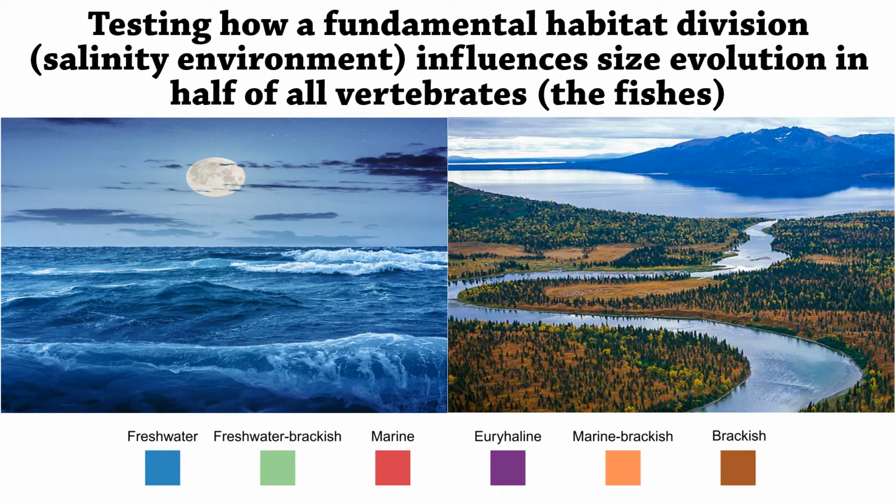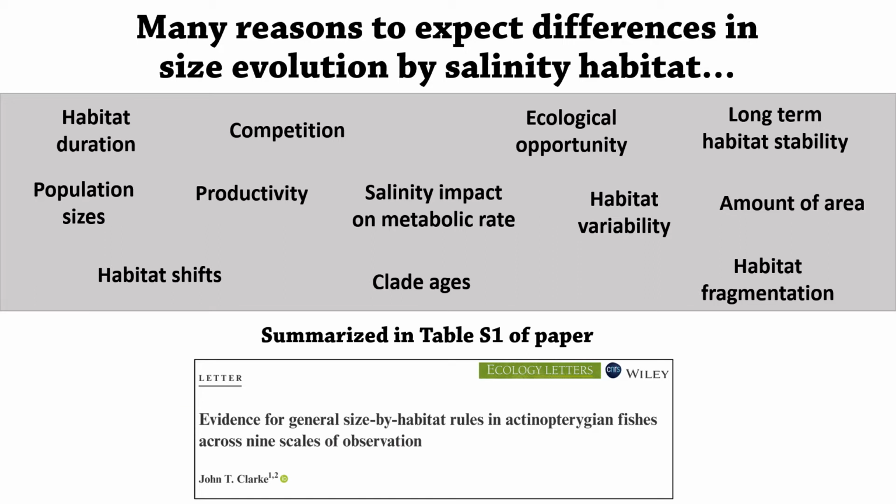The study itself tested for differences in fish size between the fundamental habitat divisions in water, most obviously between marine and freshwater settings, but as you can see at the bottom, also a variety of others. Now, there are some very good reasons to expect size differences between these environments, and I summarize these in table S1 of the paper. So if you're interested in the detail of the size patterns themselves and their potential drivers, I'd point you to the paper.